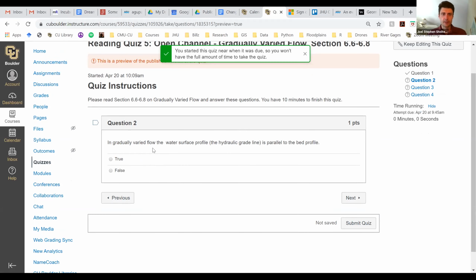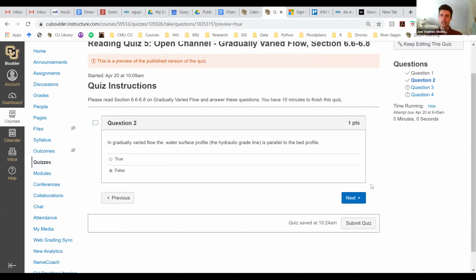True or false? Gradually varied flow, the water surface profile, also known as the hydraulic grade line, is parallel to the bed profile. Is that true? No. That's basically a restatement of the last part of the previous question.